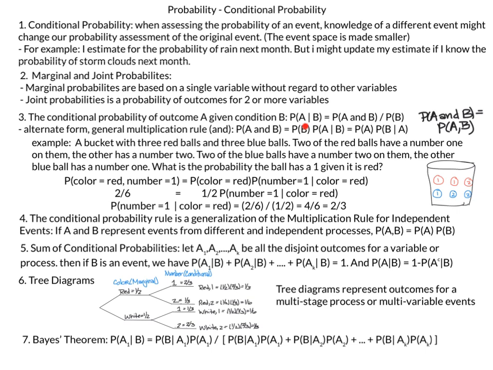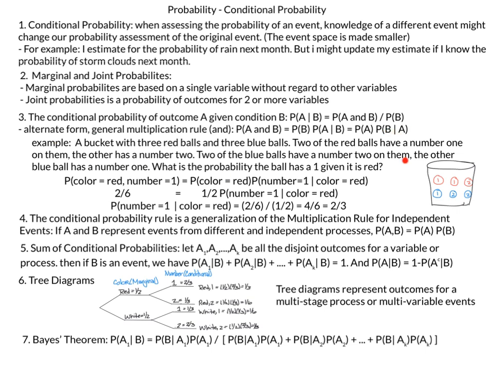So 2 things have occurred. First B, and then the probability of A given B. Remember, our estimate for the probability of A changes once we know B has occurred. We can also look at this another way, which is the probability of A occurring first, and then the probability of B given we know A has occurred.